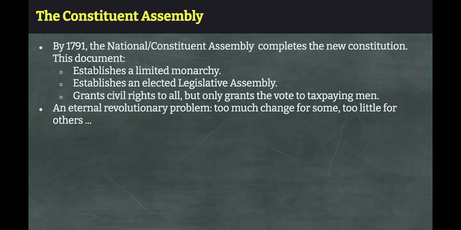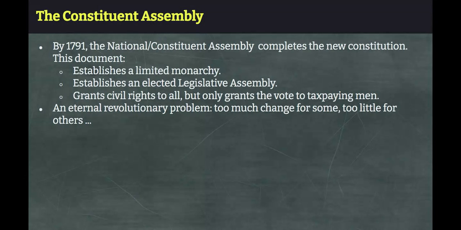Right. So by 1791, let's fast forward a little bit, the National or the Constituent Assembly completes the new constitution. And it is really radical. So what it does is it establishes a limited monarchy, right? So the king basically has to listen to this legislative body, just like what we saw in England. The legislative body that they establish is called the Legislative Assembly, and that is elected.